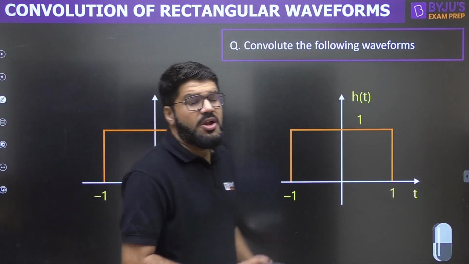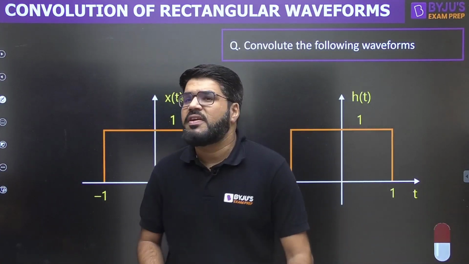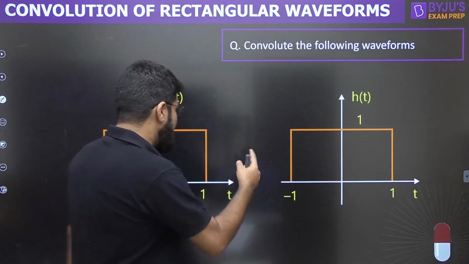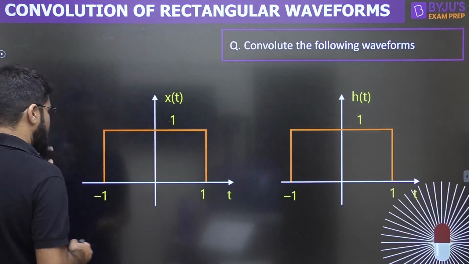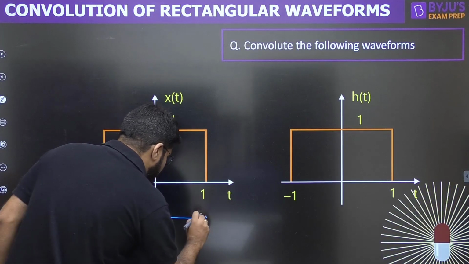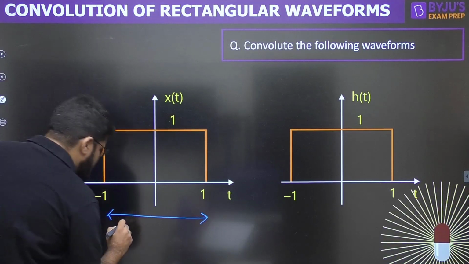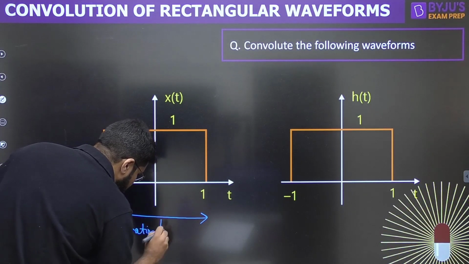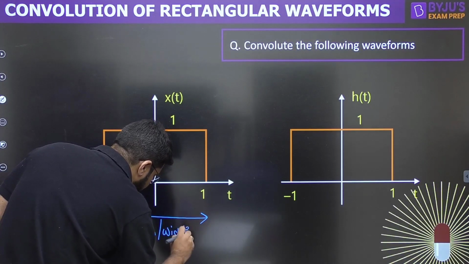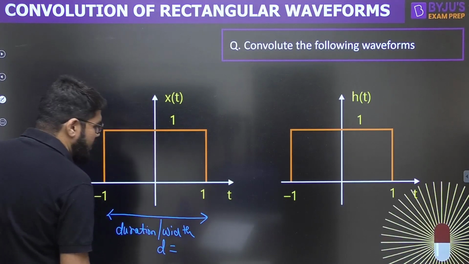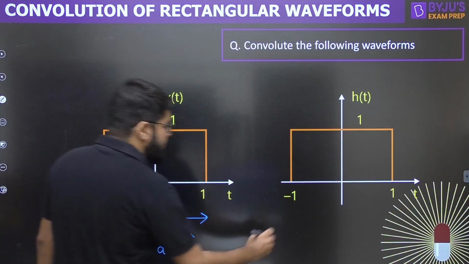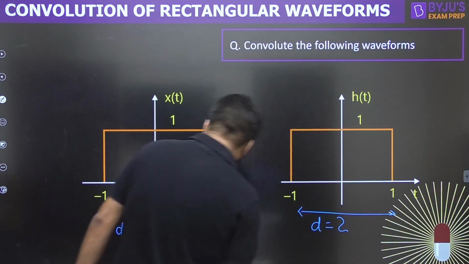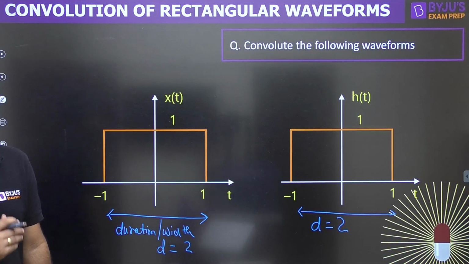Convolve the following waveforms. Rectangular waveform convolution is important for the exam, but there you have two different cases. Have a look at the durations of the waveforms given to you. We will call it the duration or width of the waveform. The duration here is equal to 2 units, and the duration of the second waveform is also equal to 2 units in time.